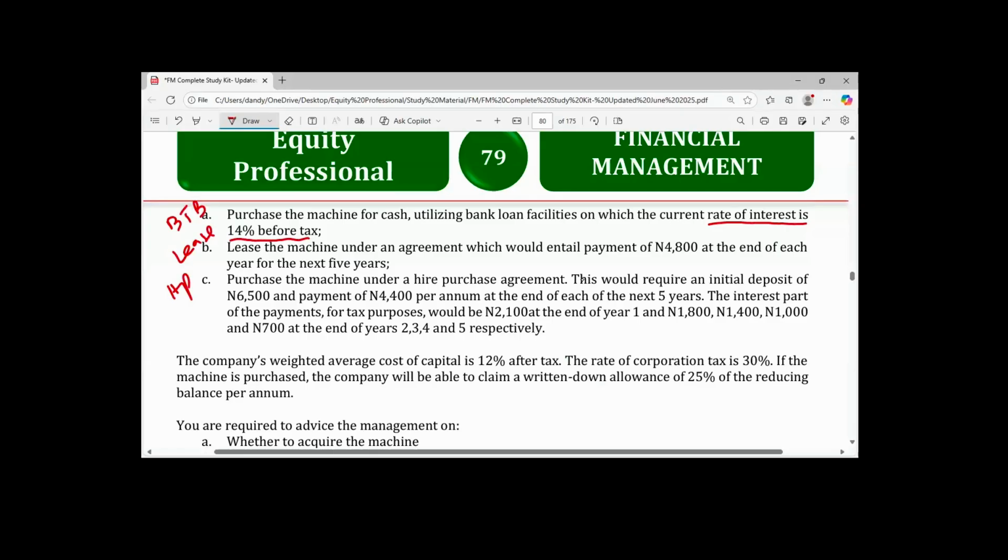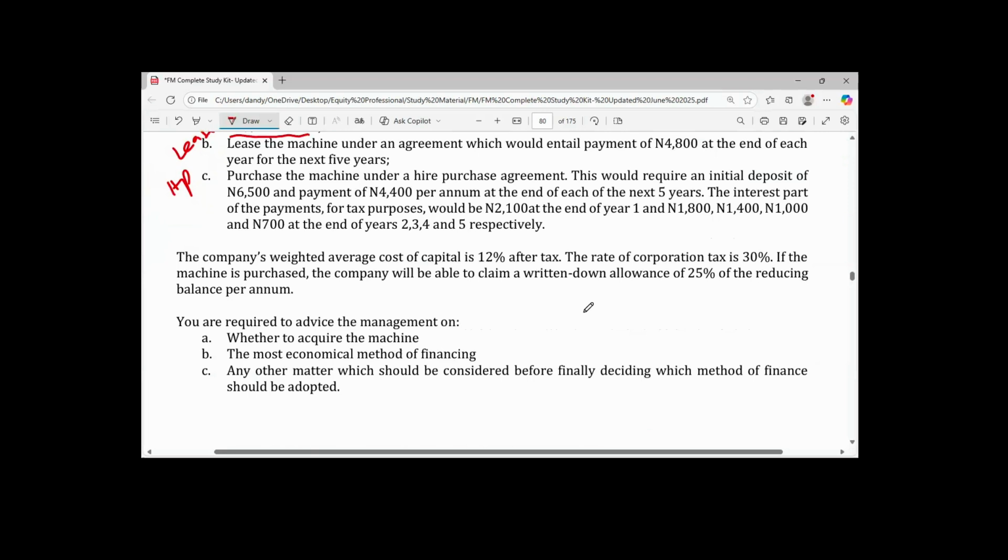The interest part of the payments for tax purposes would be 2,100 naira at the end of year 1, and 1,800 naira, 1,400 naira, 1,000 naira and 700 naira at the end of years 2, 3, 4 and 5 respectively. The company's weighted average cost of capital is 12% after tax. The rate of corporation tax is 30%. If the machine is purchased, the company will be able to claim a written down allowance of 25% of the reducing balance per annum.